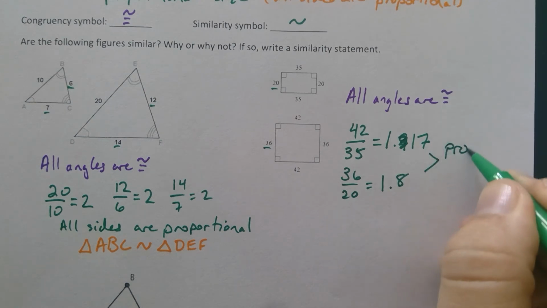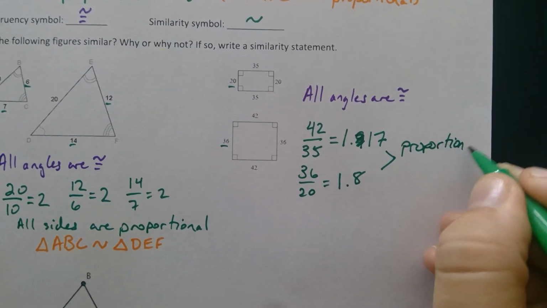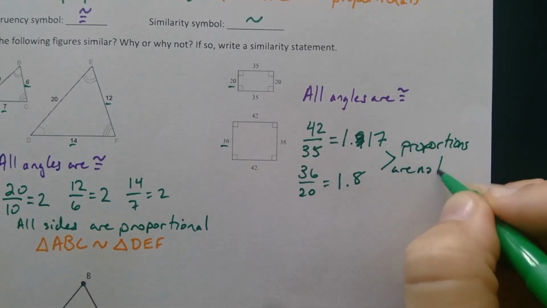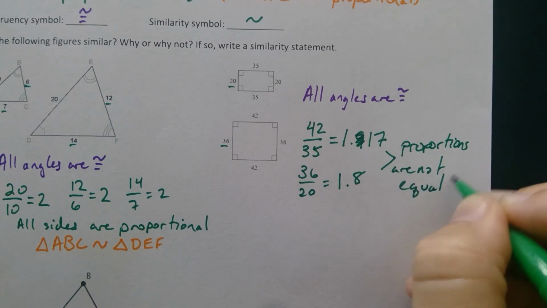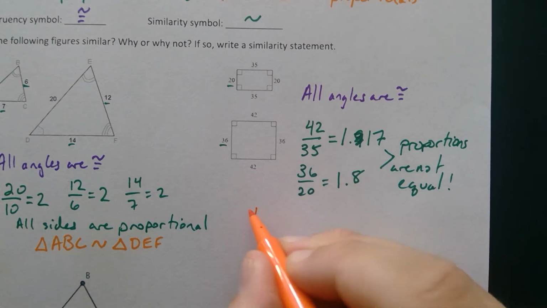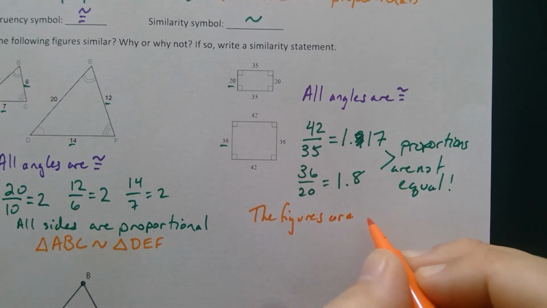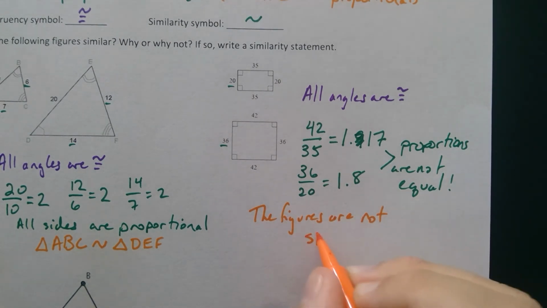So our proportions are not equal. Okay, so that's a problem. If our proportions are not equal, our conclusion is the figures are not similar.